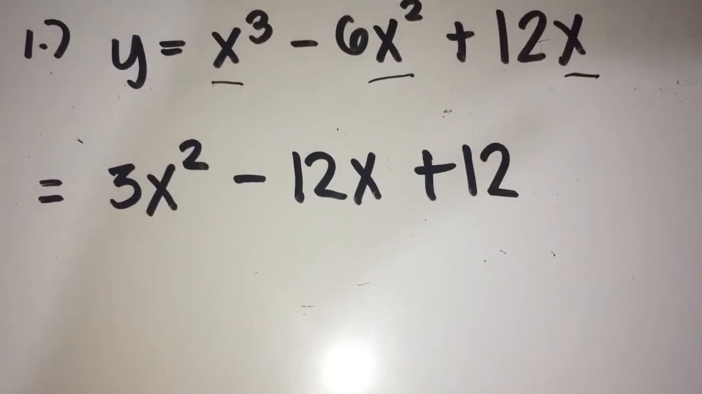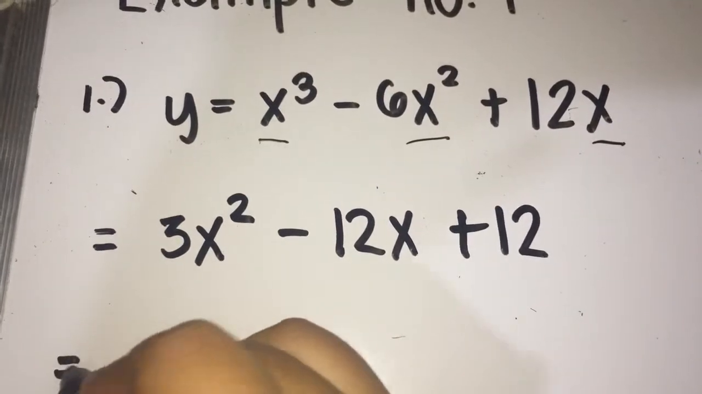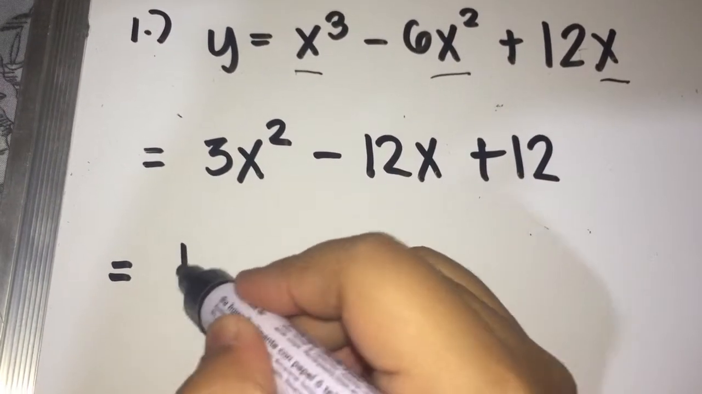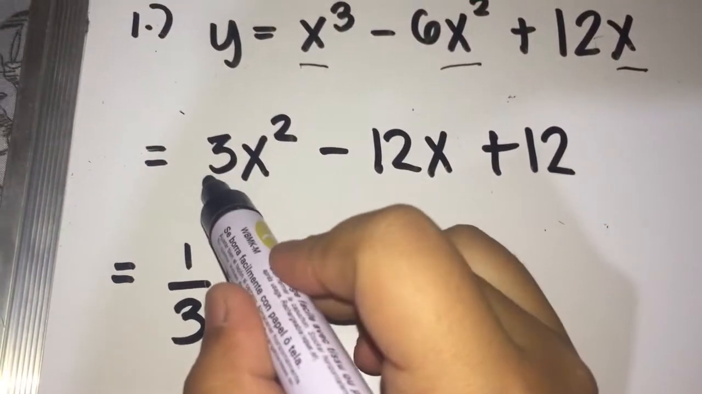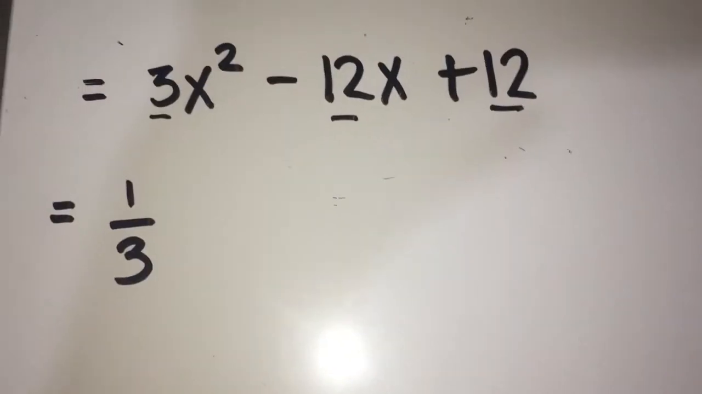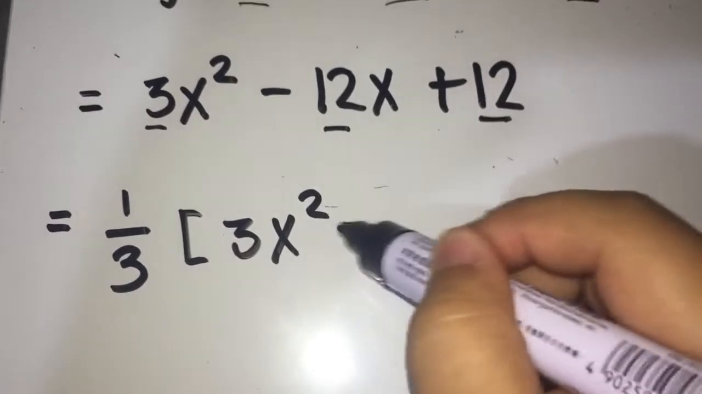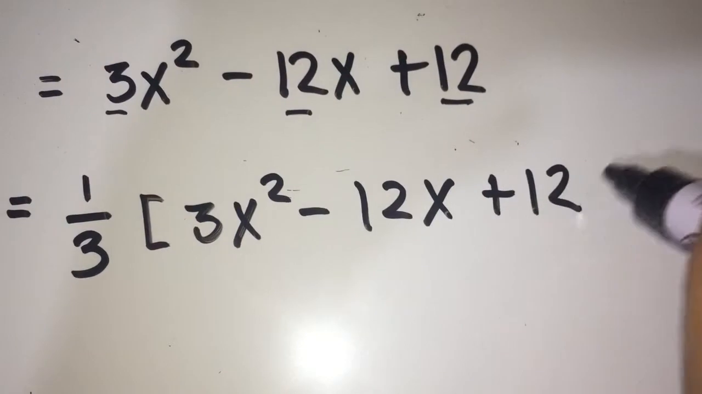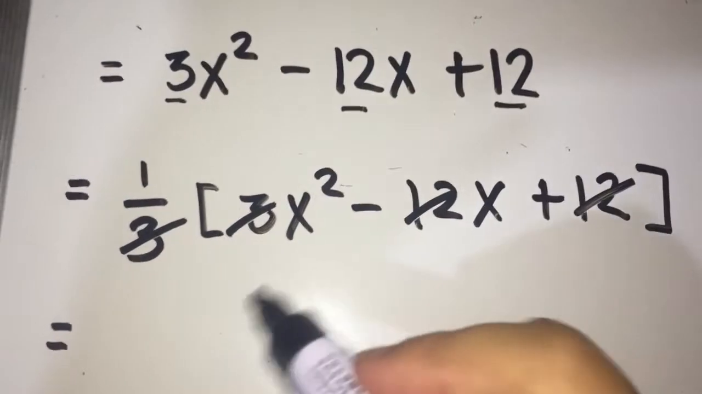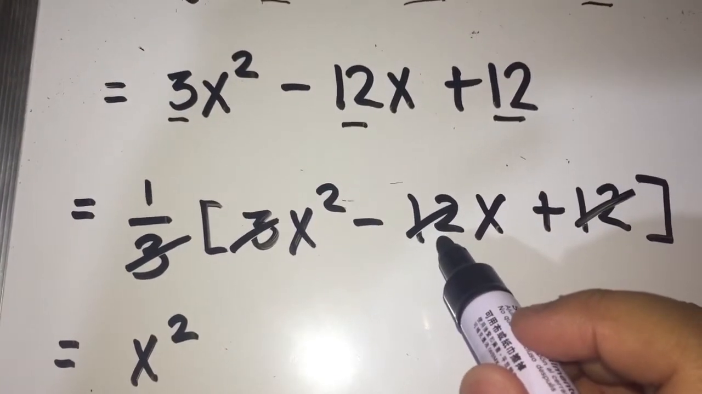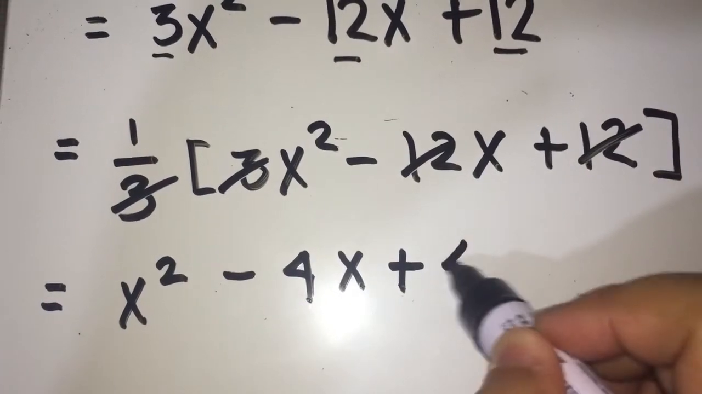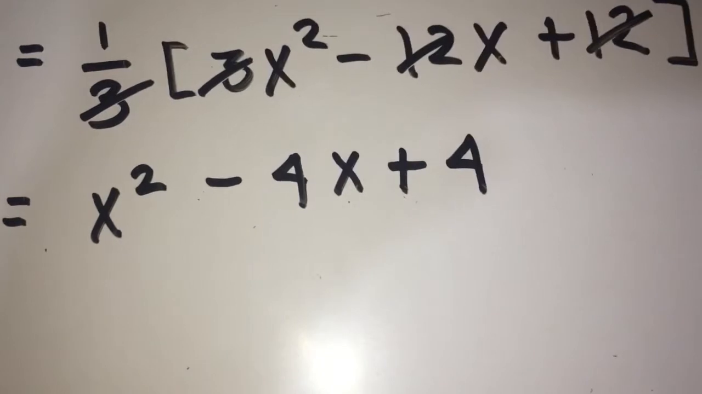As we get the result, we must simplify it as much as possible so that we will not encounter difficulties. Since these numbers are divisible by 3, we cancel them out by using 1/3 of the equation 3x squared minus 12x plus 12. What remains is x squared; 12 divided by 3 is 4, so negative 4x, and the same here, 4. So the answer is x squared minus 4x plus 4.